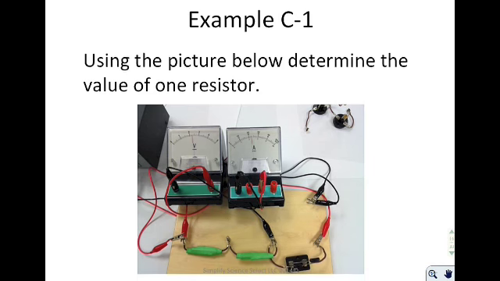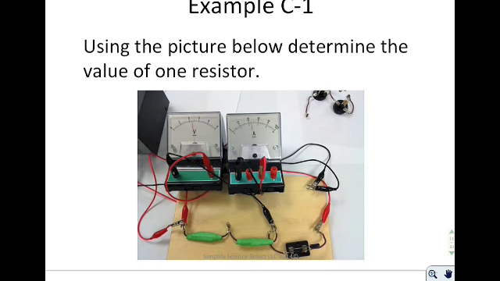So example C1 says, using the picture below, determine the value of one resistor. If you look right here, it's kind of hard to see, but you can zoom in a little bit and you can see what the current reading is.